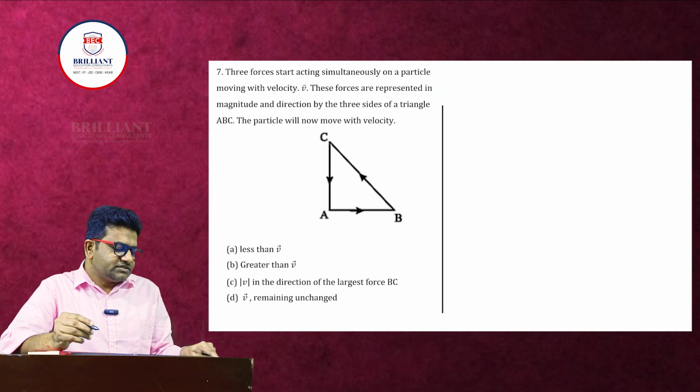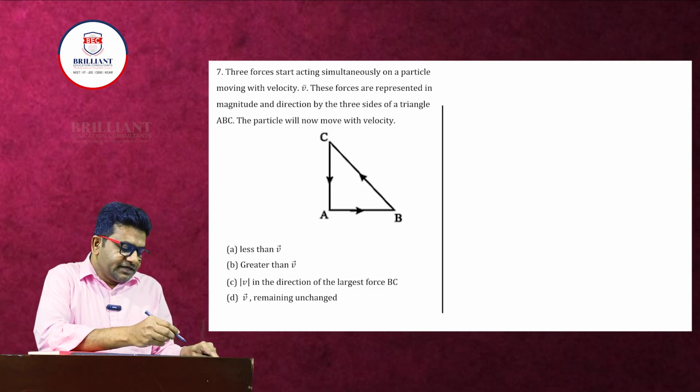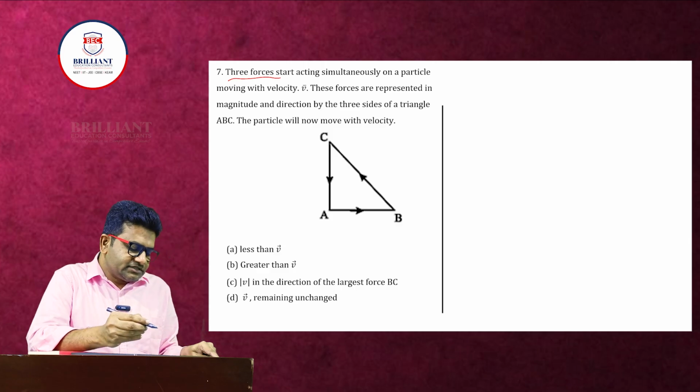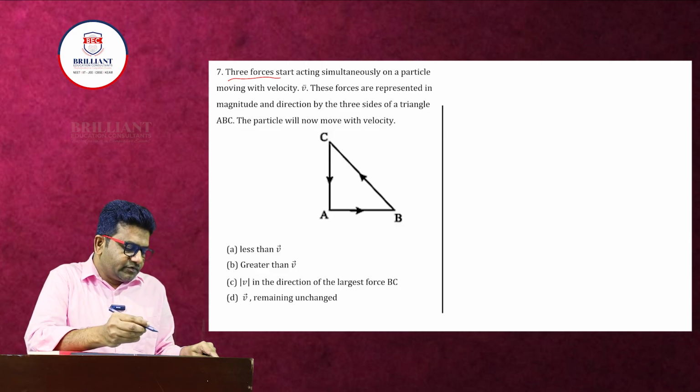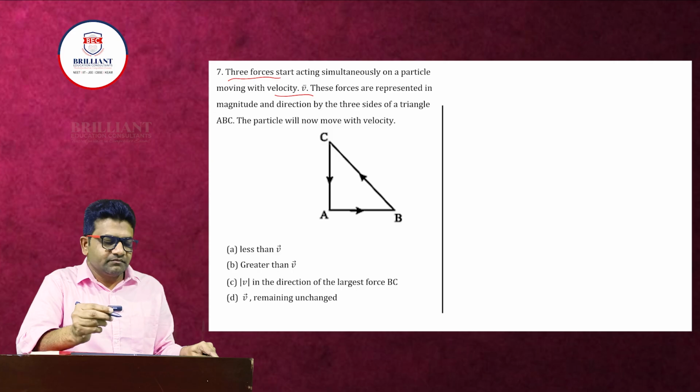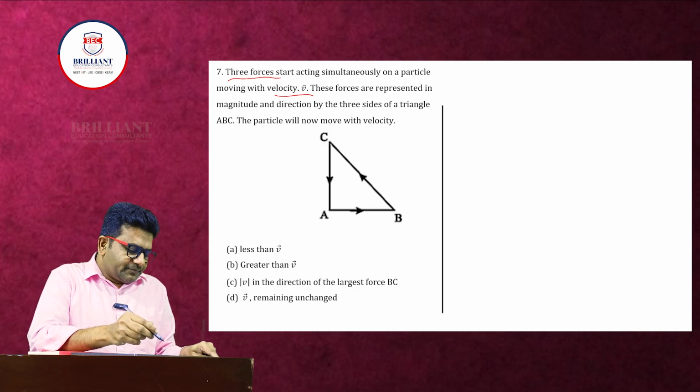Three forces start acting simultaneously on a particle moving with velocity v. These forces are represented in magnitude and direction by the three sides of a triangle ABC. The particle will now move with velocity. See, in the question you can see three forces acting simultaneously on a particle moving with velocity v. These forces are represented here.